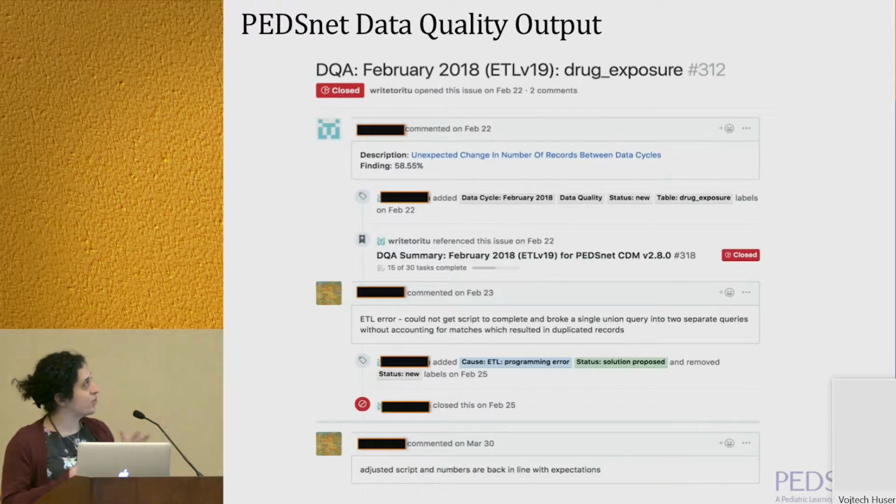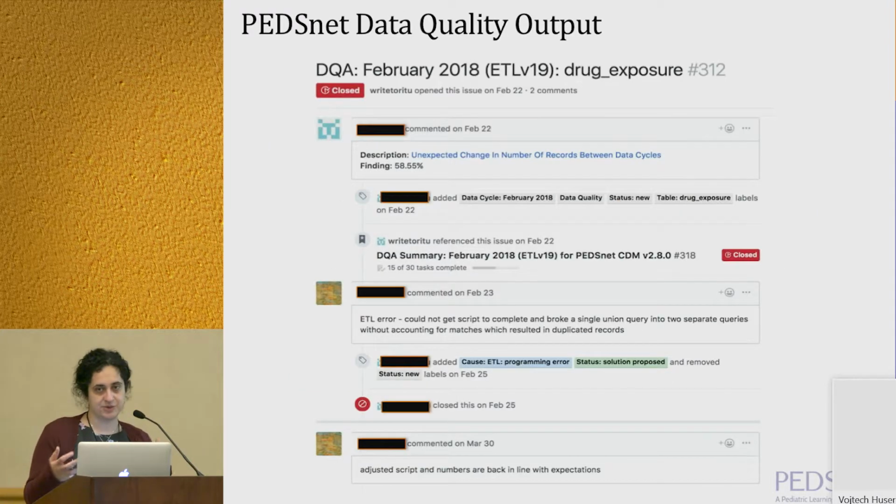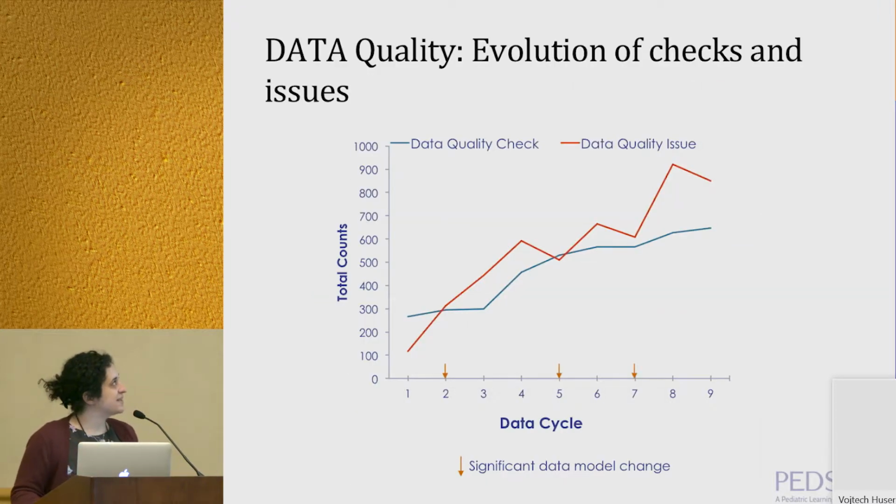But when we say we generate issues for sites to respond to, this is exactly what it looks like. This was done February 2018. One of our findings was an unexpected change in the number of records between data cycles. We write the finding, and then the person says, okay, this is an ETL error, we're going to fix it for next time. So this is an example of the back and forth that happens as we generate data quality issues.